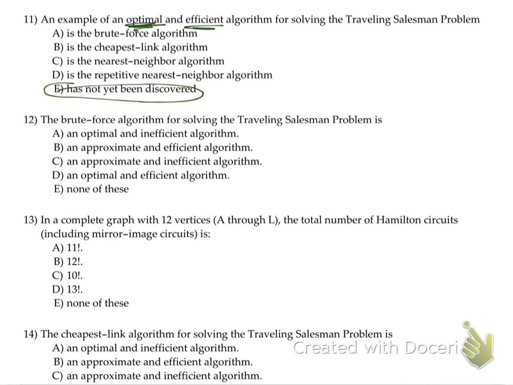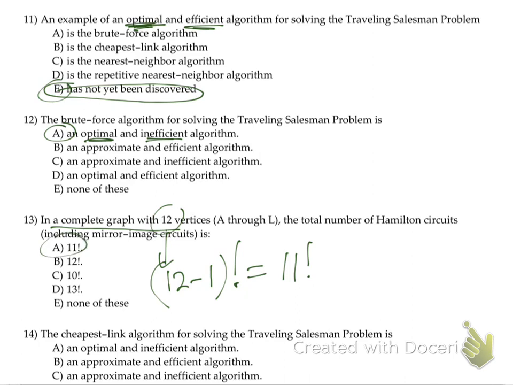Number 12. Brute force is optimal, inefficient. Yep. 13. A complete graph with 12 vertices. So it's going to be 12 minus 1 factorial, meaning 11 factorial. There we go. So number 11, we've not yet discovered something that's optimal and efficient. Brute force is optimal and inefficient. A complete graph with 12 vertices has 11 factorial. It's n minus 1 factorial.